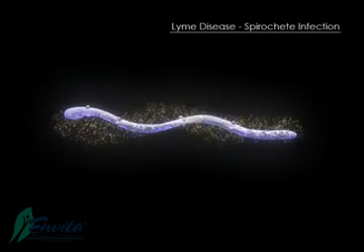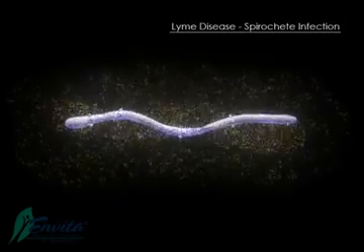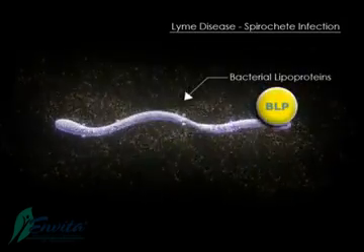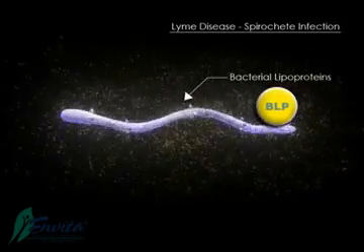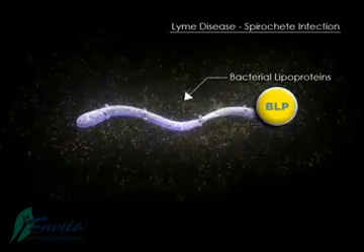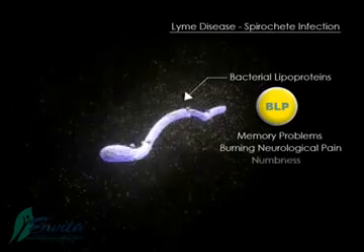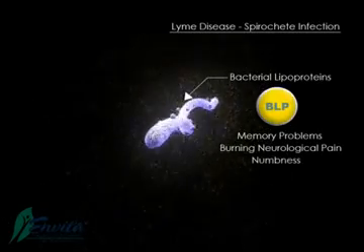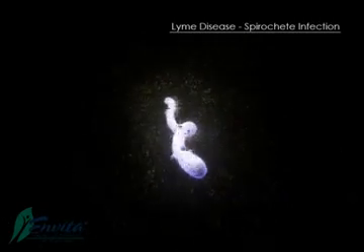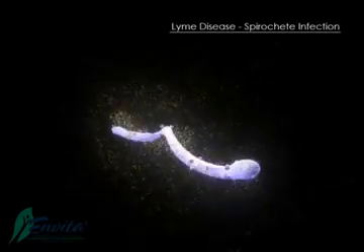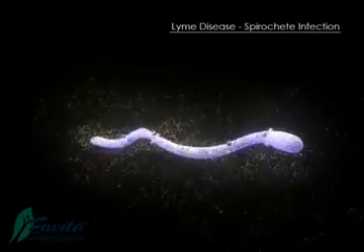Lyme is characterized by a spirochete infection. The spirochete releases bacterial lipoproteins, that is a neurotoxin. The BLP neurotoxins are associated with symptoms like memory problems, burning and neurological pain, and numbness. The spirochete moves in a corkscrew-like motion as it burrows its way through the tissue and organs of the body.